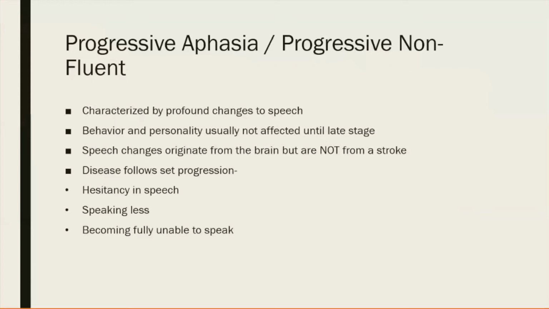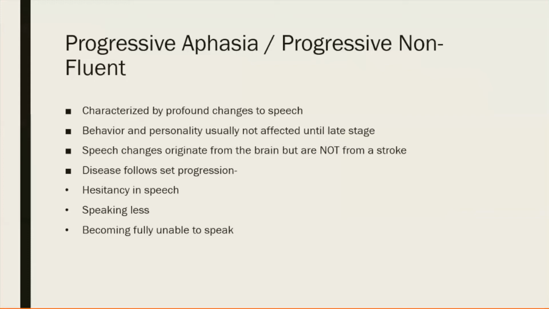The disease follows a pretty set progression, starting with hesitancy in speech, so like more long pauses, right? And that's from the person trying to process what they're going to say, and then having the ability to move their mouth to be able to say what they want. Eventually, people will be speaking less until they're fully unable to speak at all.